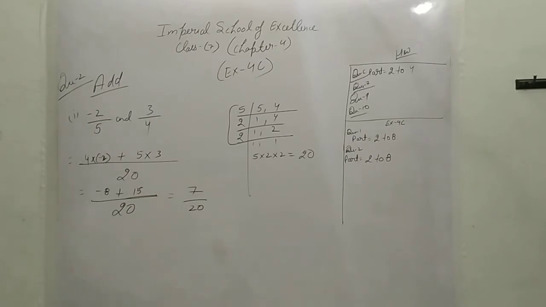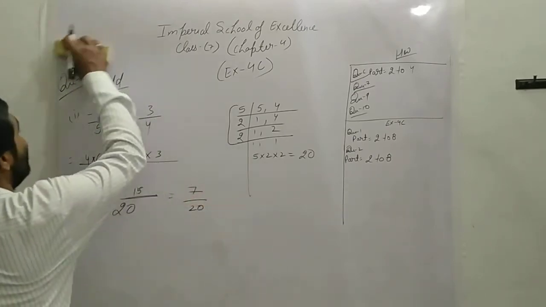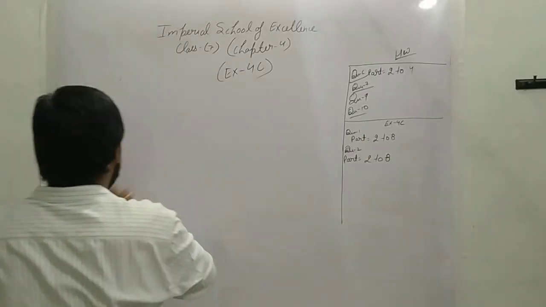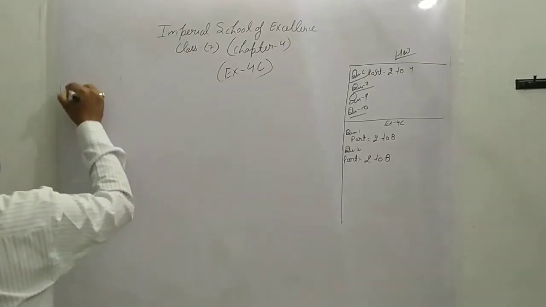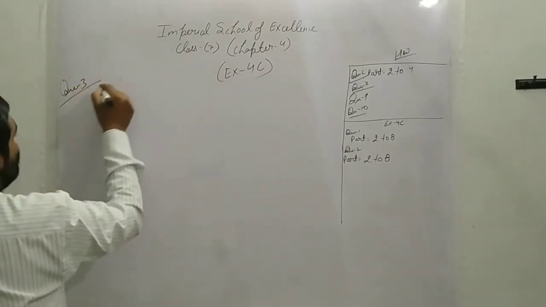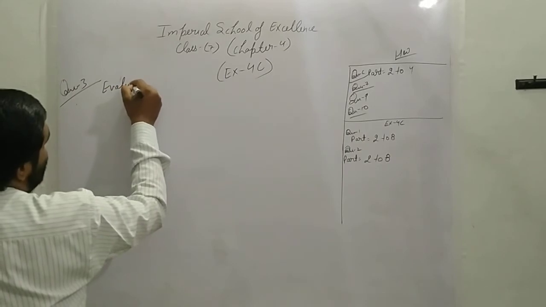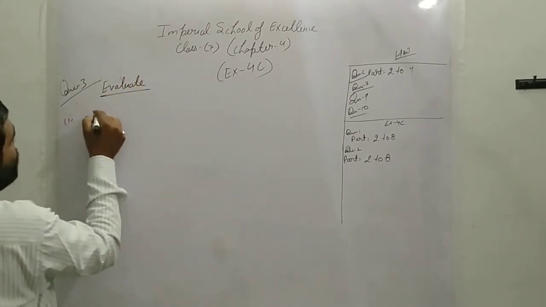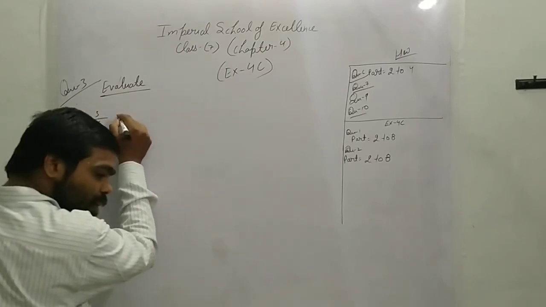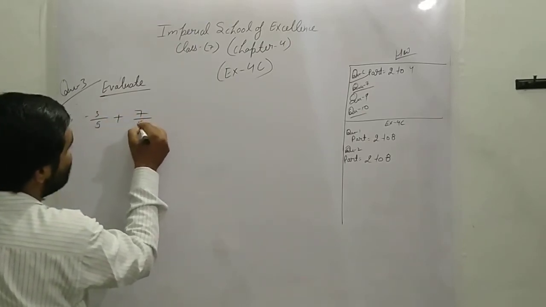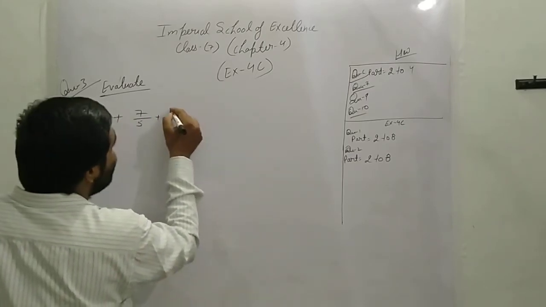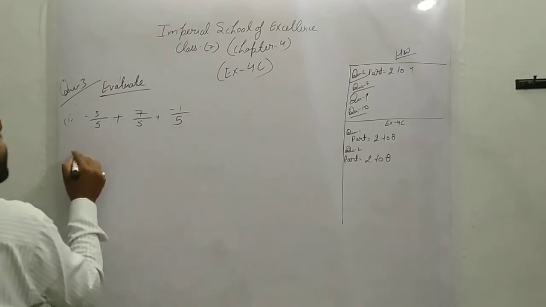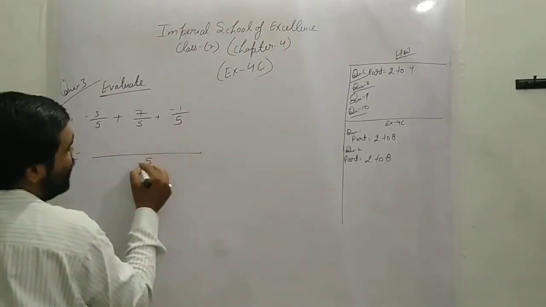Now after that our third question. Our third question is given here. In this exercise our third question is: evaluate minus 3 upon 5 plus 7 upon 5 plus minus 1 upon 5. Same process you have to do. You have to take the LCM of this. LCM of 5, it would be 5.